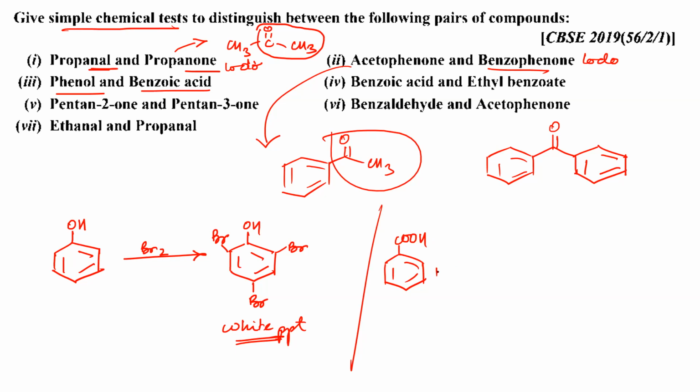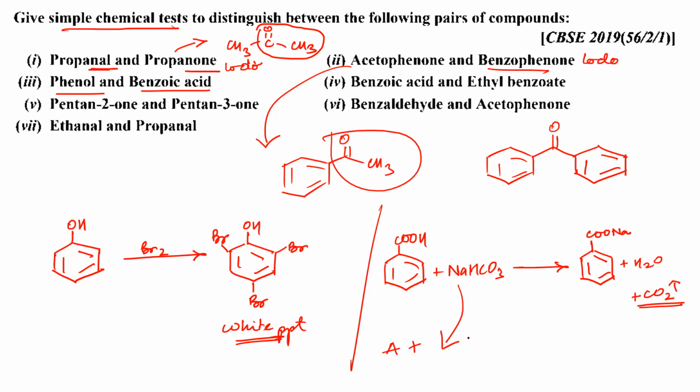And what will you add here? You will add NaHCO3. Now, if you add NaHCO3, this will react with benzene carboxylic acid, making it COONa, and we'll get water plus CO2. Now this CO2 will go away with some effervescence, right? So if you have any sample A and you add NaHCO3 and you get CO2, that means A is benzoic acid. And if you're not getting CO2, that means the molecule is phenol.